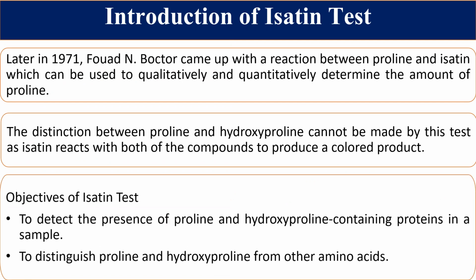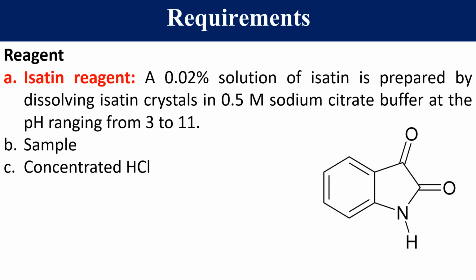So the objective of this test is, there are two specific objectives. One is you can detect the presence of proline and hydroxyproline in a protein sample or in any sample, and second, you can differentiate proline and hydroxyproline from other amino acids. What exactly you require for this particular test is, because we are going to use Isatin, a specific reagent that is called the Isatin reagent. What is this reagent? It is a 0.02% solution of Isatin prepared by dissolving Isatin crystals in 0.5 molar sodium citrate buffer at a pH ranging from 3 to 11.